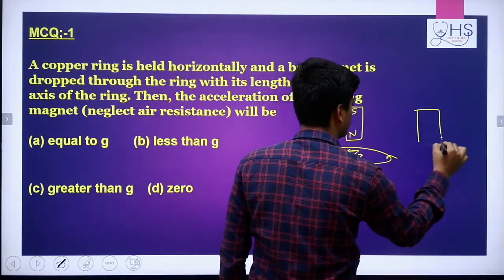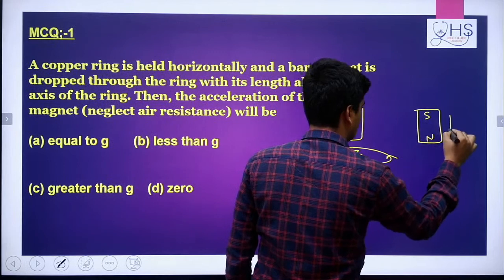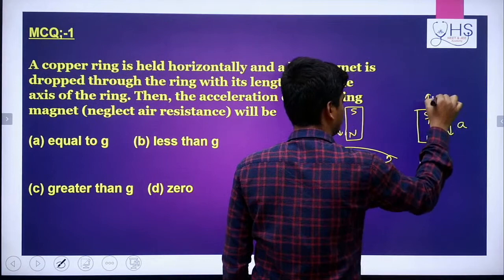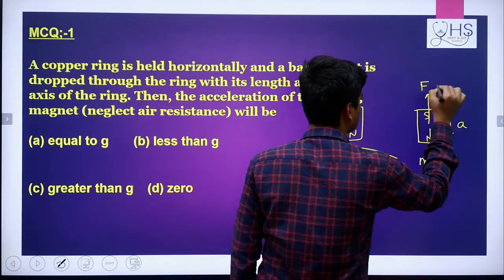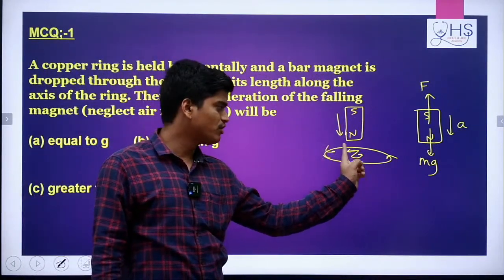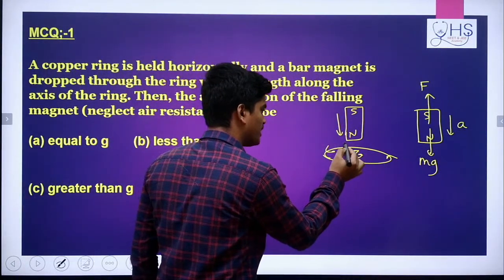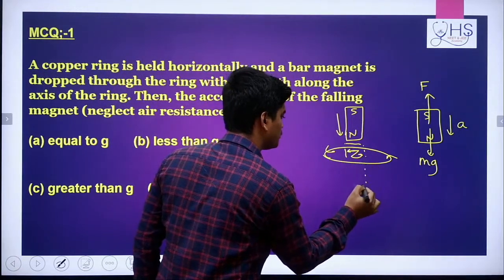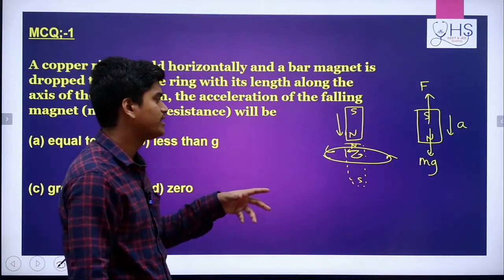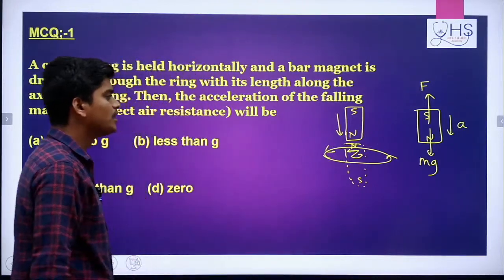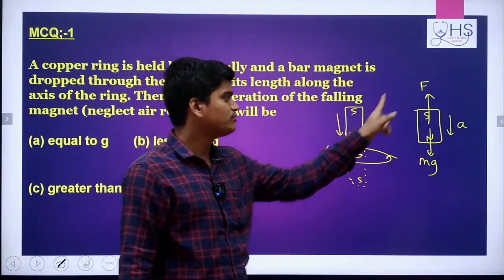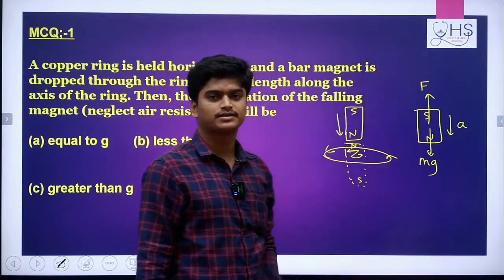So I can write here: this is the north, this is the south. It's moving with acceleration a, and mg is downward because the magnet will have some mass, and there is one repulsive force due to the induced current. It is developing one north pole here. I can show that in dotted line. So here one north pole, here one south pole. It is behaving like a magnet. You know, a circular current carrying coil can act like a bar magnet. So when induced current is produced, it behaves like a magnet. That north pole repulsion is happening. Due to that, one force is in the upward direction for this magnet.